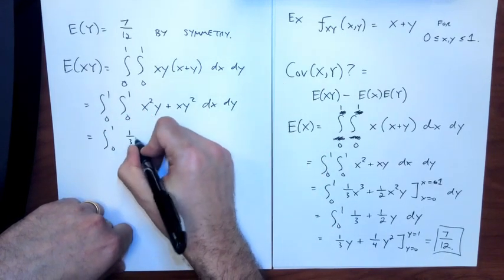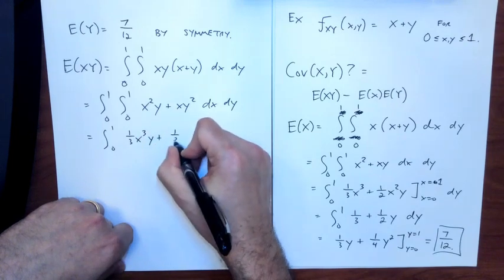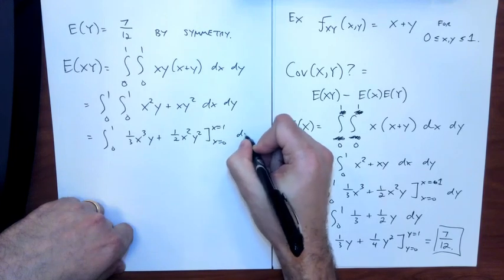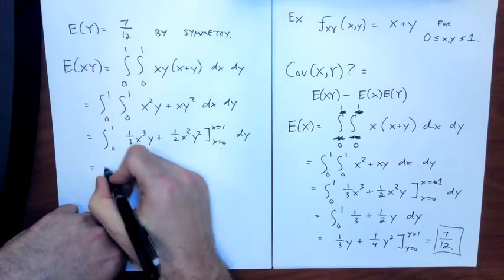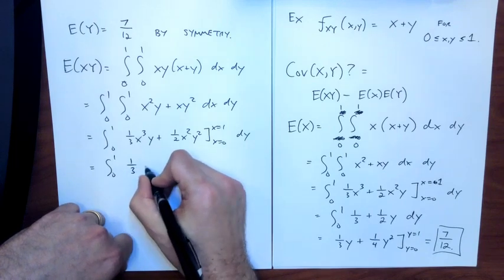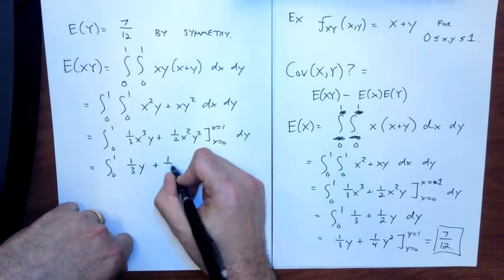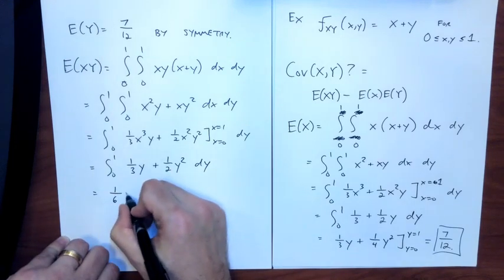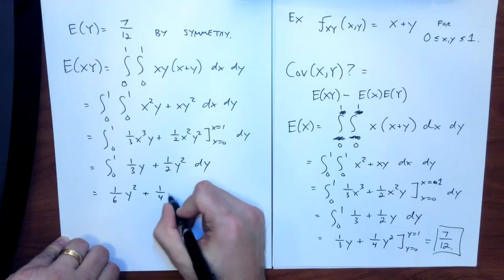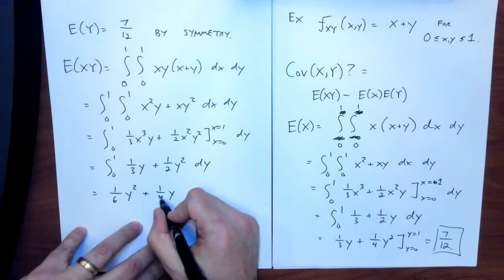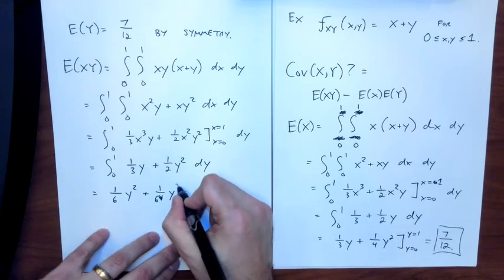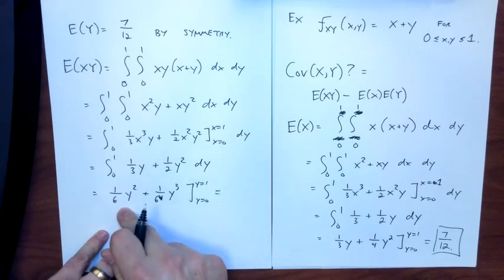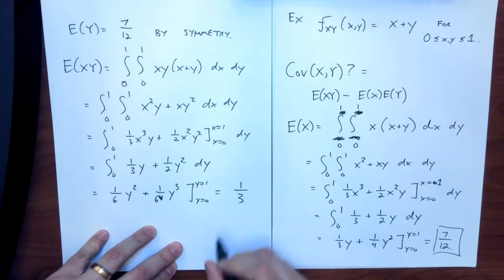We get 1/3 x cubed y plus 1/2 x squared y squared, x equals 1, x equals 0, dy equals, so we got a 1/3 y plus a 1/2 y squared dy, which is equal to 1/6 y squared plus 1/6 y cubed, y equals 1, y equals 0. So I get 1/6 plus 1/6 is 1/3, okay?